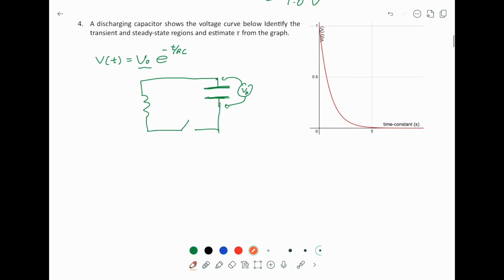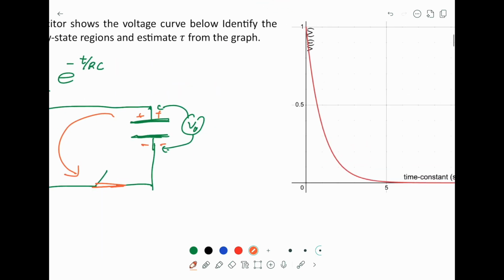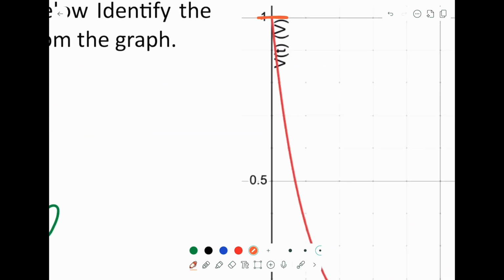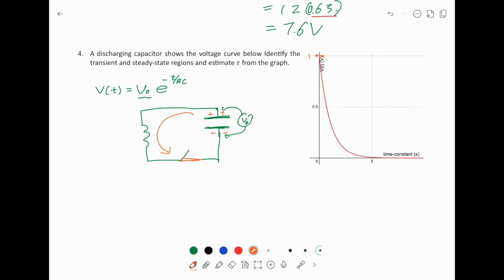When you close this switch, assume this is positive, this is negative, there's a current flow, and the voltage across your capacitor will start to drop because you lose charge. Now if you look at the graph here, it's very clear the initial voltage is 1. So V(t) equals 1 times e to the minus t over RC. RC is the time constant tau.